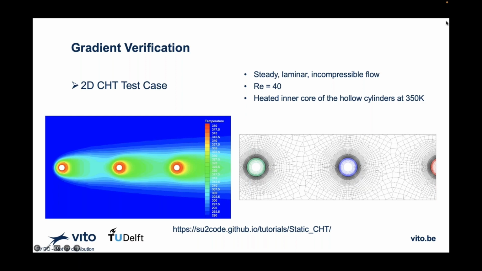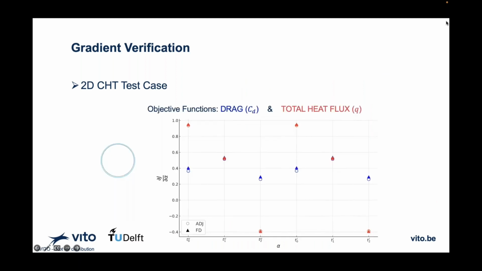But before moving on to the optimization, it is crucial to check if the gradients that we obtain from our design framework match well, and if they are accurate enough to proceed with the optimization. One way to do that is to compare the gradients obtained with the adjoint method with the gradients obtained with finite difference. We did that for our main objective functions, which are drag and the total heat flux.